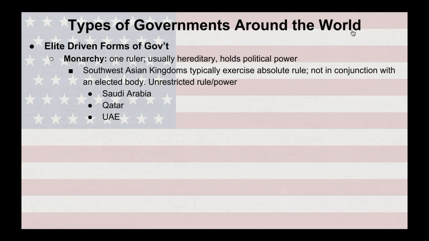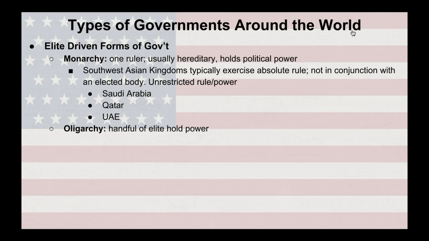There are also some constitutional style monarchies that mix a monarchy with a democratic element, that you would see in Great Britain and in places like Norway. Anyway, the most unrestricted type of monarchy you're going to see in a lot of Southwest Asian kingdoms.